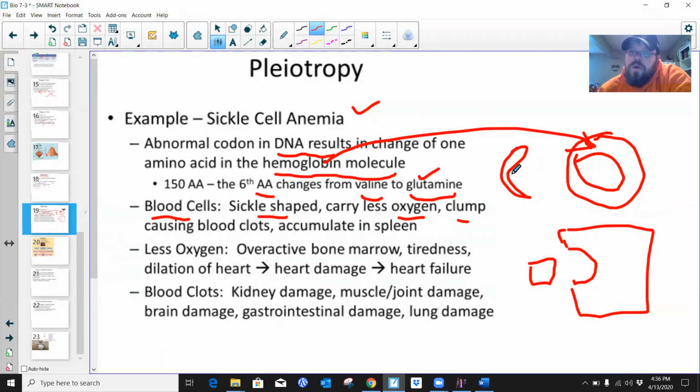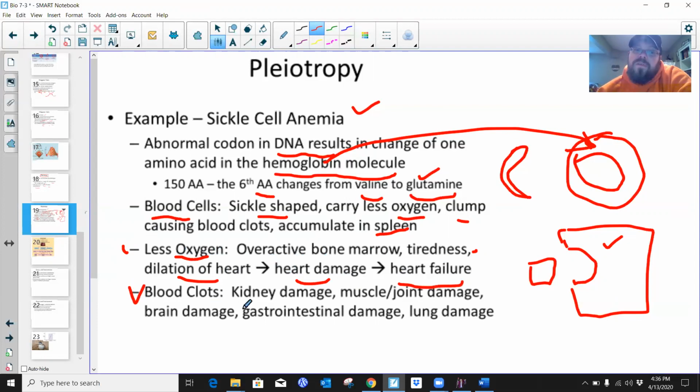Because it's not a nice round shape and it's kind of this gnarly shape, they'll sometimes hook onto each other. They'll cause clotting and blood clots. Blood clots can be dangerous. They can cause things like brain aneurysms, strokes. They can accumulate in your spleen. Bottom line is the shape, and the misshapen hemoglobin, means less oxygen is transported, means overactive bone marrow, tiredness, dilation of the heart. The heart actually enlarges, and that can lead to heart failure.